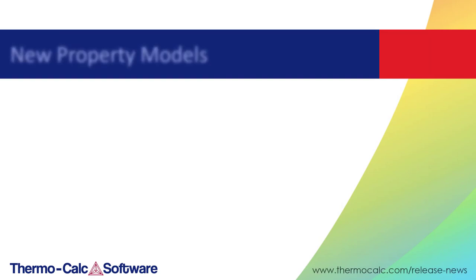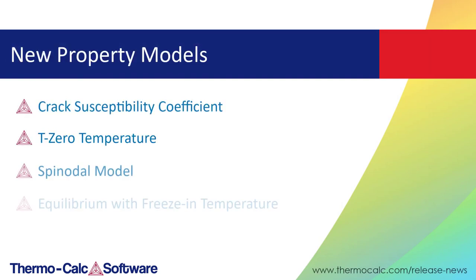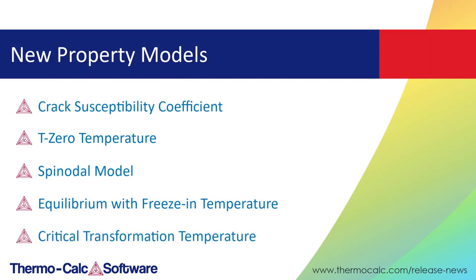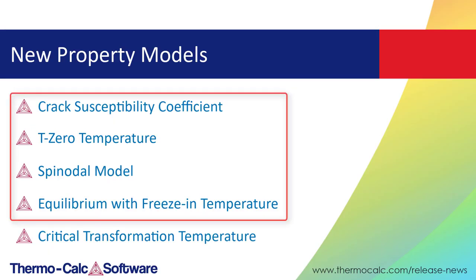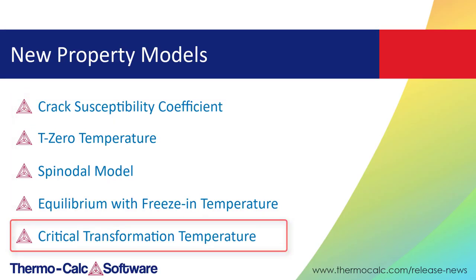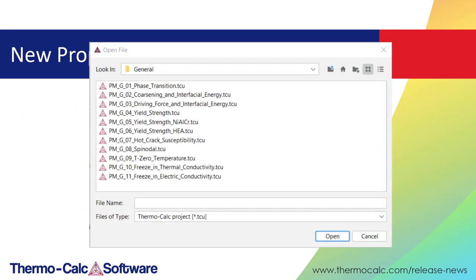Thermo-Calc 2021a includes 5 new property models, in addition to Bainite: 4 general models, and 1 steel-specific model. All of the new models include an example demonstrating how they work.